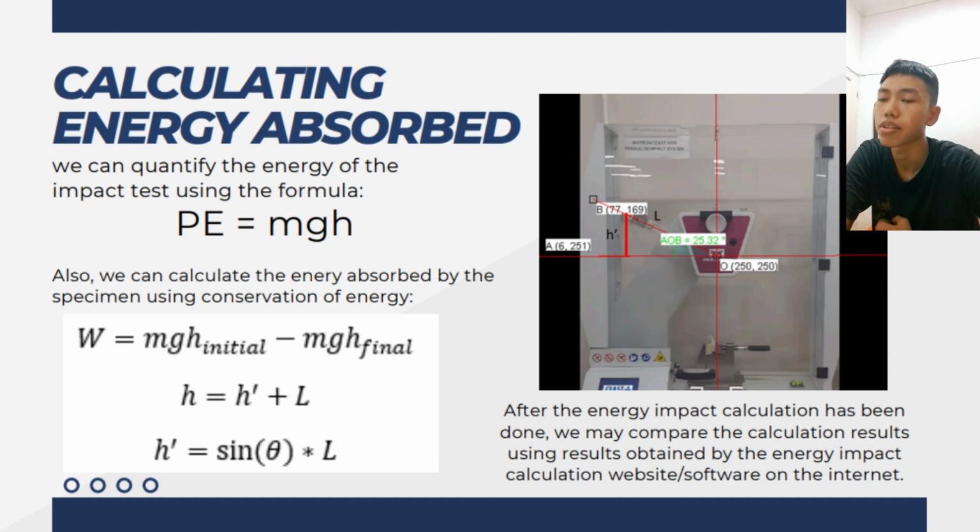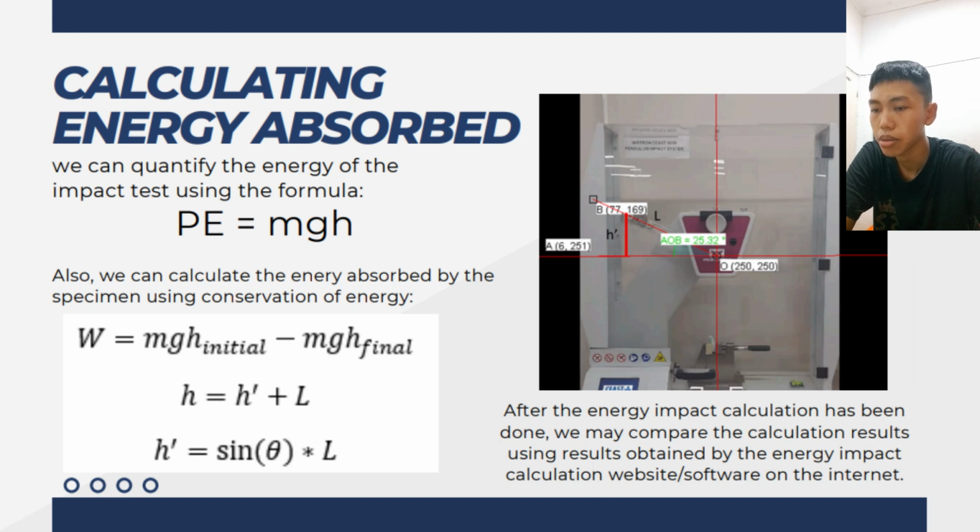After getting the initial and rising angle of the pendulum swing, we may now calculate the energy absorbed by the specimen due to the pendulum swing. We can quantify the energy of the pendulum swing using the potential energy formula mgh. Moreover, we can calculate the energy absorbed by the specimen using the conservation of energy law, which is W equals mgh initial minus mgh final. Here we can use the angle that we got earlier to calculate the height of the pendulum from the ground using trigonometry, which is sine theta times the length of the pendulum.